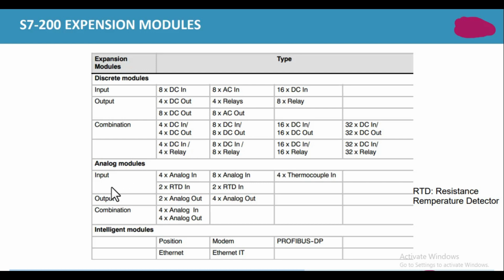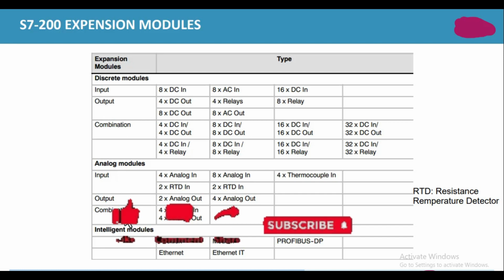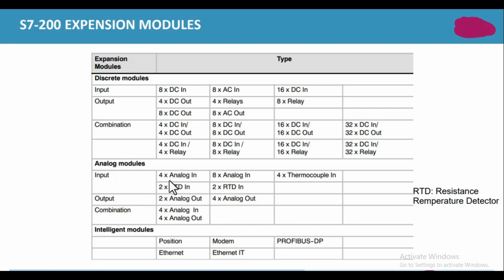And the analog extension modules of S7-200 are also available in 3 forms: input, output and combination. In case of input, there are 4 analog input and 2 resistance temperature detector RTD inputs available in a single module, and 8 analog input, 2 RTD input and 4 thermocouple. These are different categories of the extension modules with inputs. Those modules which have only output are available in 2 analog output and 4 analog output, and modules with the combination of input and outputs are available in 4 analog in and 4 analog outputs.